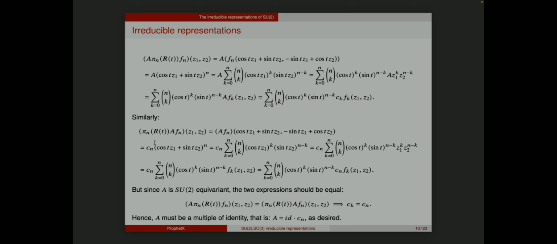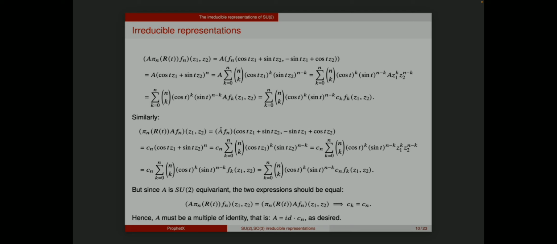But now we can compute the action of the representation matrix on A F_n, and this in particular should be equal to the action above by equivariance. SU(2) equivariance means that it holds for all matrices in SU(2), so in particular for rotation matrices as well. And this computation is very similar to what we did above.